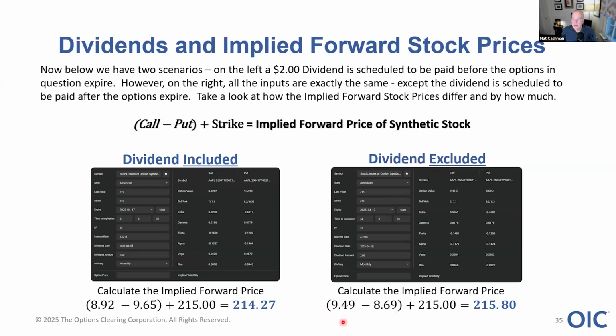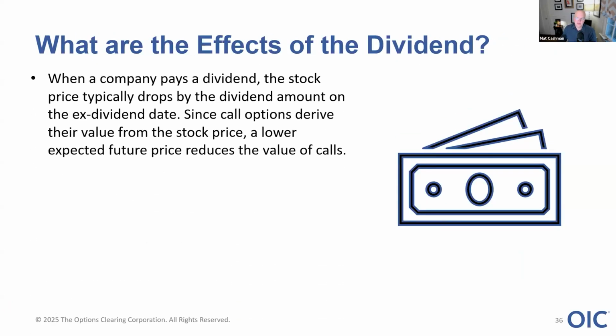In this case, you have 949 for the call, 869 for the put, plus the strike. Remember, call minus put plus strike is the formula for implied forward. You get 215.80, which is above the 215 strike. Remember, the dividend included puts the synthetic price below the strike. The dividend excluded puts the synthetic price above the strike. So why is that? What are the effects of the dividend in this situation?